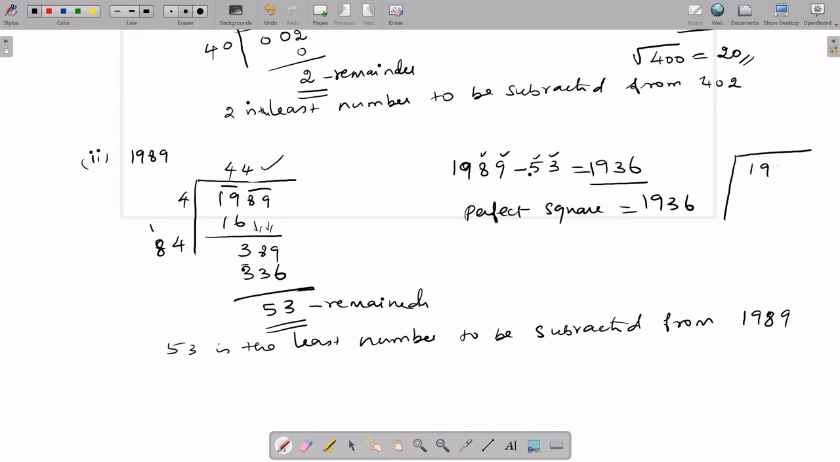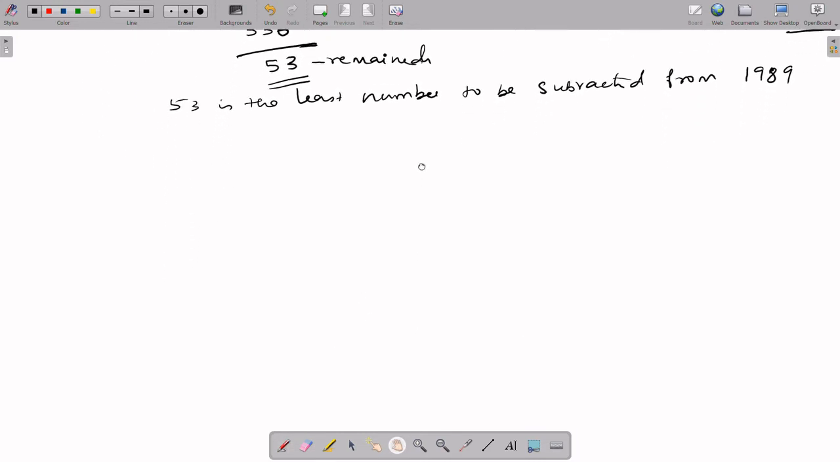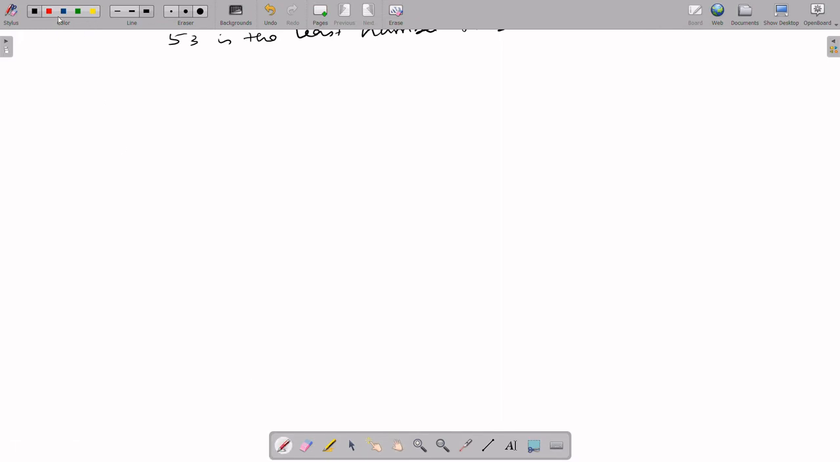For 1936 we have to find the square root. Here 4 4s are 16, and the balance is 3, and 36 you have to take, here 336. 4 plus 4 is 8, and here you have a 4, so 4 4s are 16, remaining 1, and 8 4s are 32, 32 plus 1 is 33, this becomes 0. So the square root of 1936 is equal to 44. In all such problems, this would be the answer. For this type of problem, when your least number is to be subtracted, your first solution is your answer. You can check your answer also.